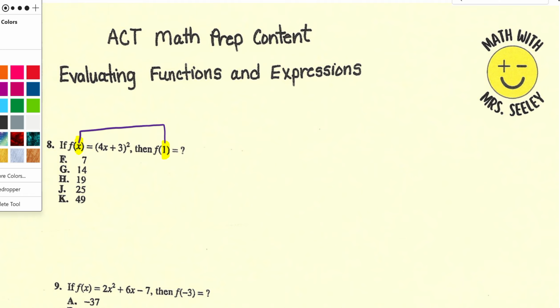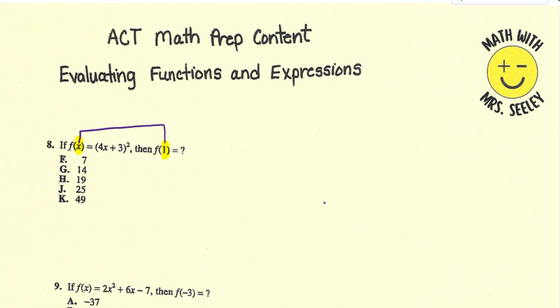So you're just going to, in your mind or on your calculator, which is what most people do just because it's the fastest and you want to save time, open a parentheses, say 4 times 1 plus 3, close the parentheses, squared. That's 7 squared, which is 49, or K.